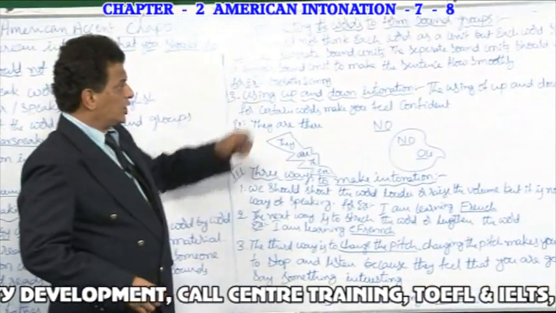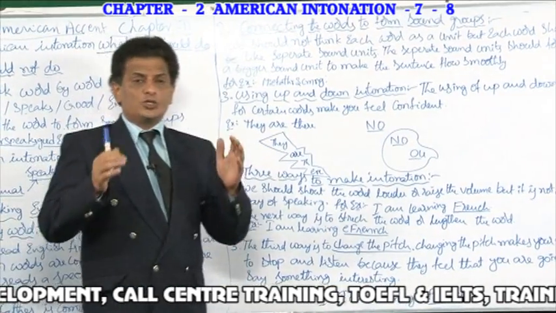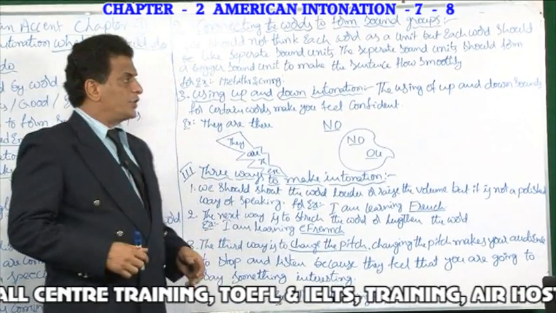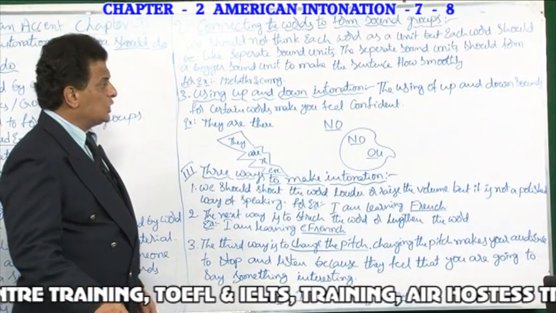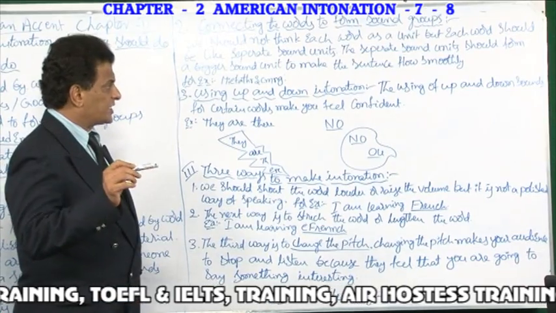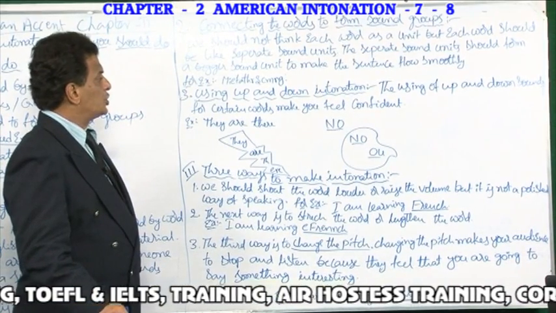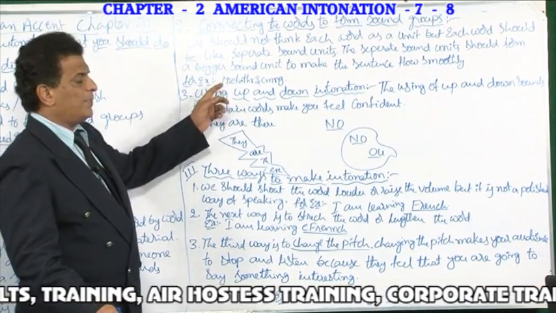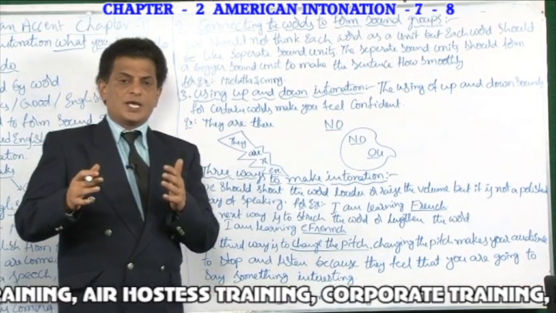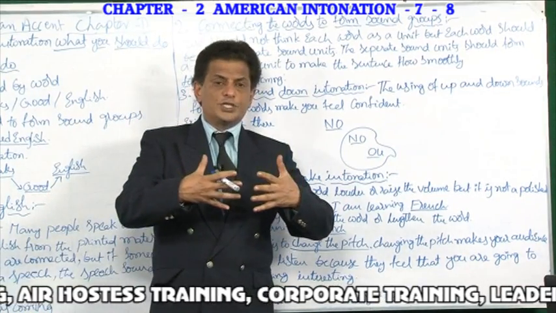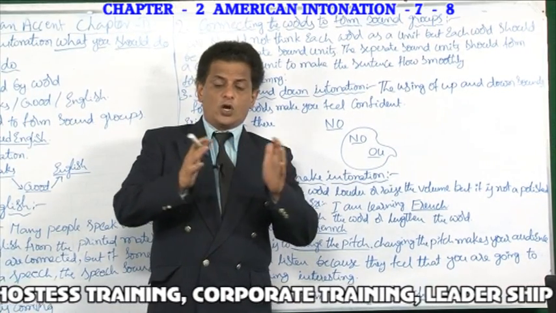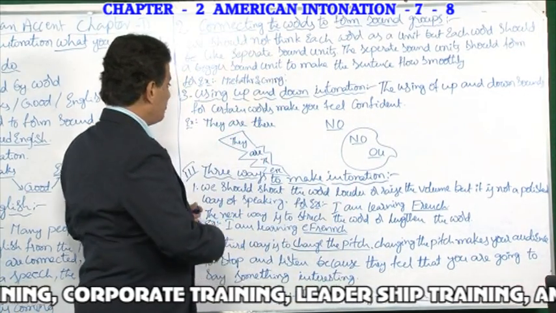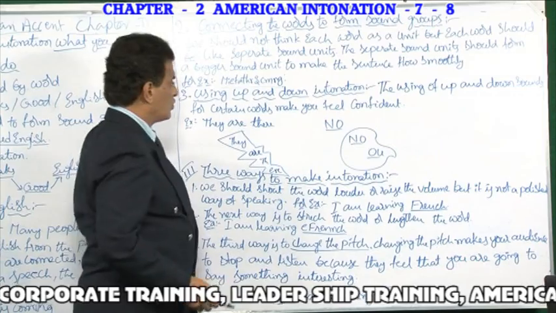So second is connecting the words to form sound groups. It should not be a word sound, it should be a group of sounds. We shouldn't think of each word as a unit, but each word should be like a separate sound. The separate sound units should form a bigger sound to make the sentence flow smoothly. For example, my father is coming. All these word sounds should connect together to give a long sound. My father is coming. So my father is coming becomes a sound group.